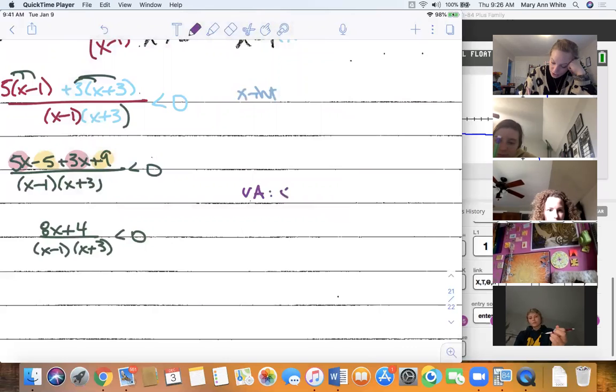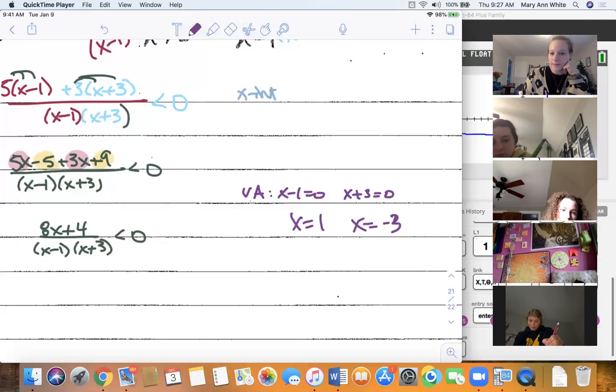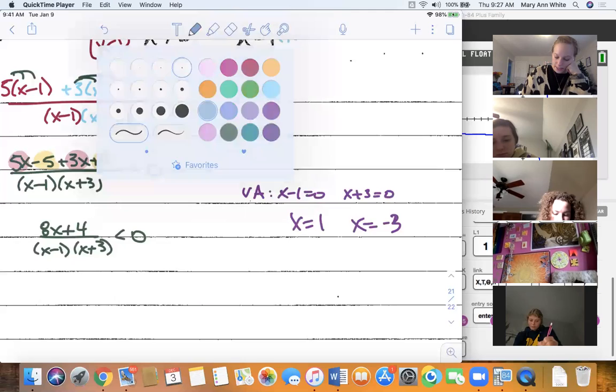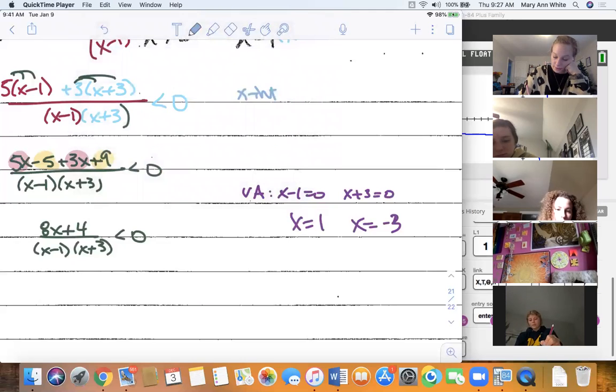So now I can just set each of my factors equal to 0 to find my vertical asymptote. Wow, none of my words are right today. I'm so sorry, guys. x plus 3, x minus 1. The x-intercept is my numerator equal to 0. So I've got 8x plus 4 equals 0. Minus 4, I get 8x equals negative 4. And so x equals negative 1/2.